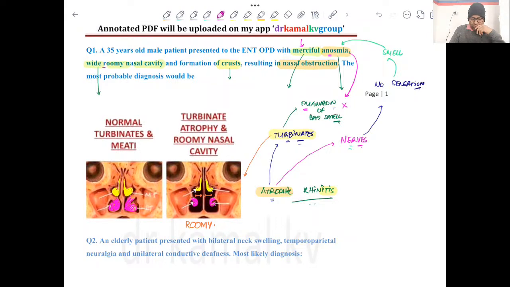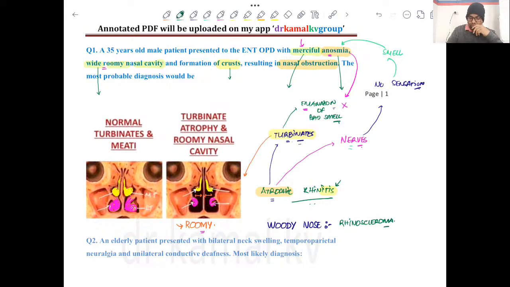Clear? And then the concept of wide roomy nasal cavity is also clear because it is because of atrophy of turbinates, right? So this is a beautiful explanation, and the moment you have these keywords, merciful anosmia, wide roomy nasal cavity, crust and nasal obstruction, of course because of those crusts, the answer is atrophic rhinitis. Now here, how the examiner will trouble you. See the words roomy nasal cavity. Sometimes there is one condition in which we use the word woody nose. Clear? So if you find the word woody nose, do not mix up. Woody nose is rhinoscleroma.